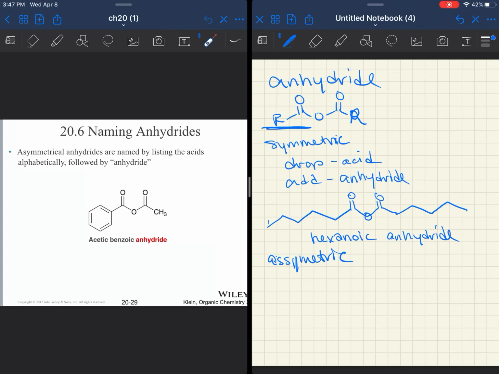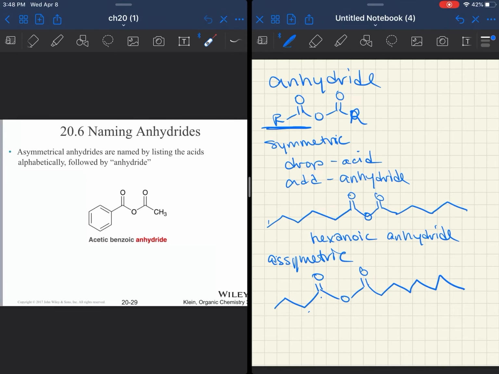Not all anhydrides are symmetric. So if you have an asymmetric anhydride, you are going to name both sides and then write them down alphabetically. So over here, you have an acetic acid derivative, and on the left, benzoic acid. We're going to write them down alphabetically, acetic, benzoic, anhydride.